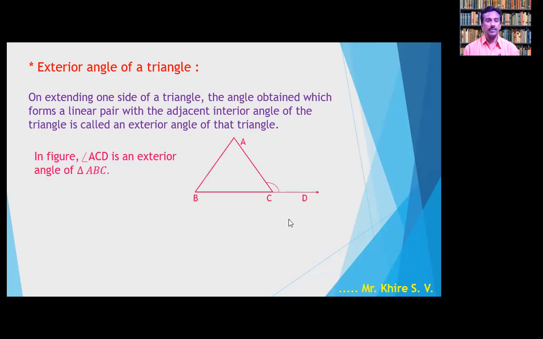Can you see the figure? In the figure, triangle ABC is shown, and side BC is extended up to point D. And we can extend it again. Now, in the figure, angle ACD is an exterior angle of triangle ABC, outside the triangle. Angle ACD is an exterior angle of triangle ABC. Understood?